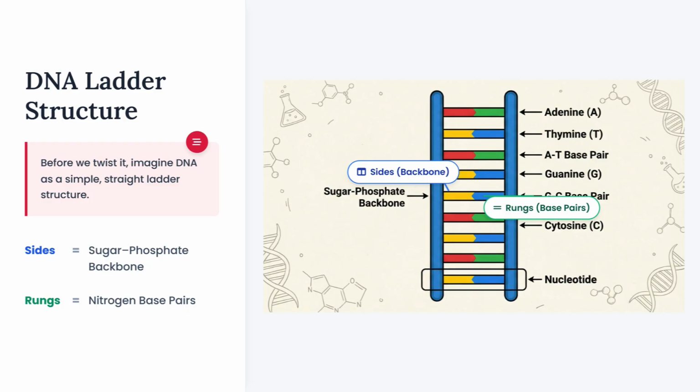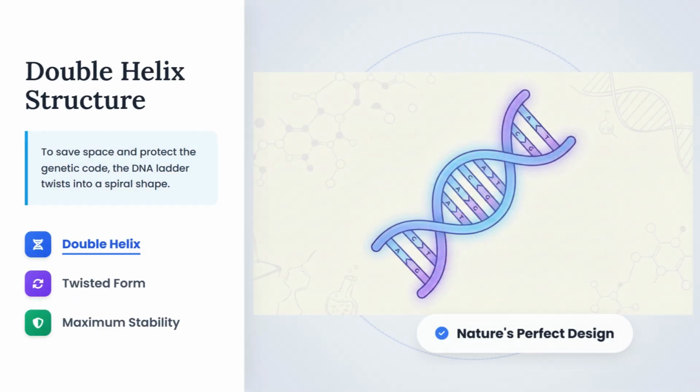Now, in nature, DNA isn't a straight ladder. Why? Let's see the next concept. This slide introduces the double helix structure. It says, to save space and protect the genetic code, the DNA ladder twists into a spiral shape. It has points: double helix, twisted form, and maximum stability. There's a note saying, nature's perfect design.